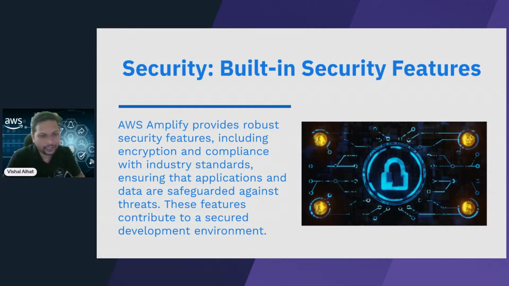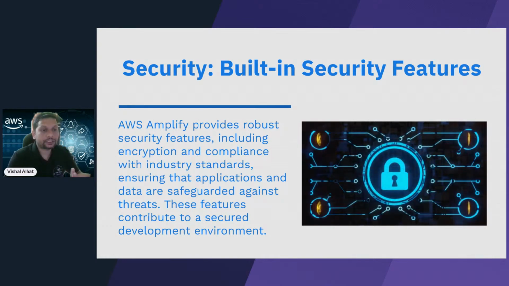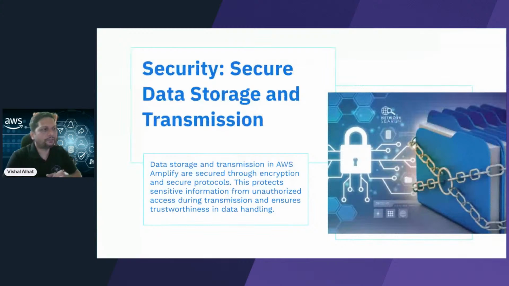Okay. Let's move to the next part, security for data storage and transmission. AWS Amplify again helps you with built-in security features for data storage and transmission. When we talk about encryption, the data that flows from the backend to the front end, as well as between services, is encrypted. Both the data in storage and the data in transit are stored and transmitted securely. This protects sensitive information from leakage or unauthorized access, because it's encrypted.